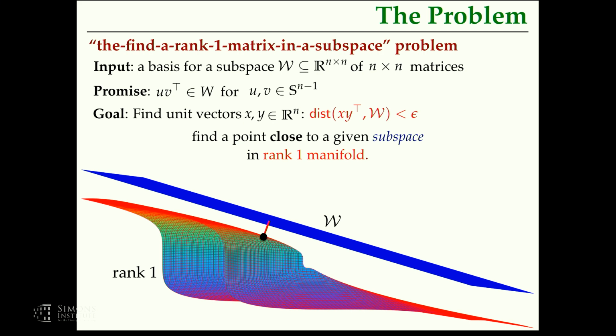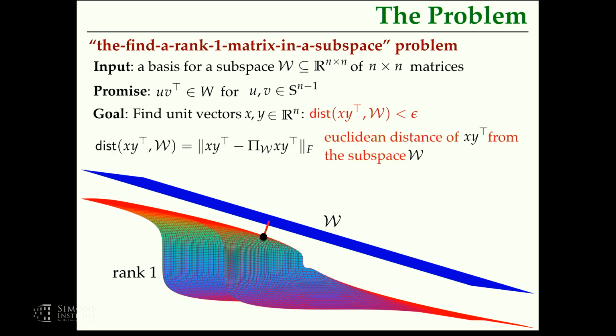In the space of matrices, it goes by the name of Frobenius norm. So what you want is that xy transpose, when linearly projected to this subspace W, should get almost all of the Frobenius norm back, up to, let's say, some 1% error. So that's the notion of distance.